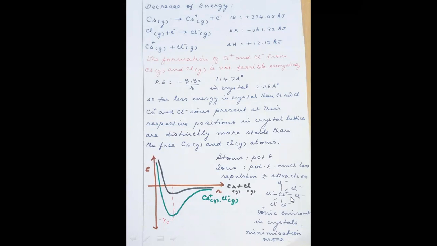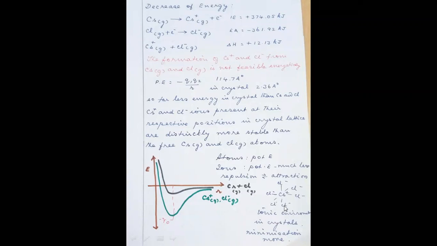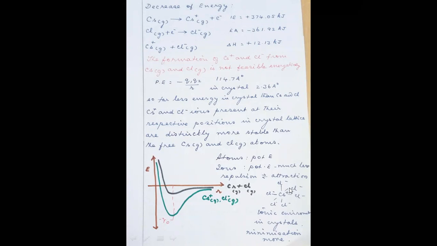But in the case of crystals, if a cesium ion or chlorine ion is taken as the central ion, it will be surrounded not by one single chlorine ion, but by 6 or 8 other anions. This is called the coordination of ions in a crystal structure. Similarly, each chlorine ion will be surrounded by either 6 or 8 cesium ions. So depending upon this environment in the crystal, still further minimization of potential energy is observed.